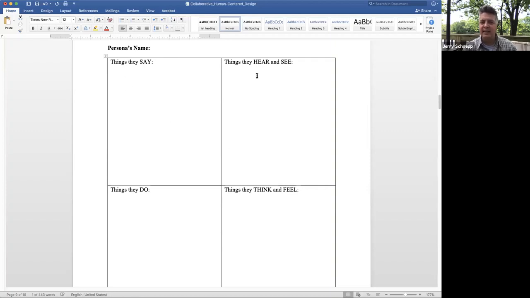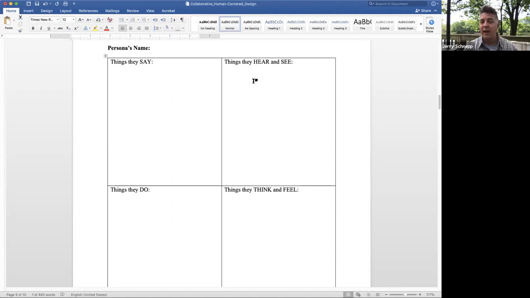Things they say, things they hear and see, things they do, and things they think and feel. So things they say, this is just the words that come out of their mouth. And the important thing here is that it's the thing that's outwardly projected. So the things that they say out loud, as opposed to in the lower right, things they think and feel, this is inward. These are the things that they're concerned about that they don't necessarily share.